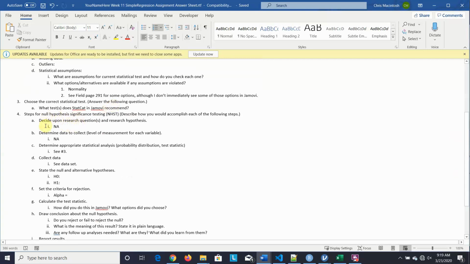in our null hypothesis significance testing process, these things would have been done beforehand by deciding on our research questions, determining the data to collect, and we've already had that done for us because we have a data set. So the null and alternative hypotheses.